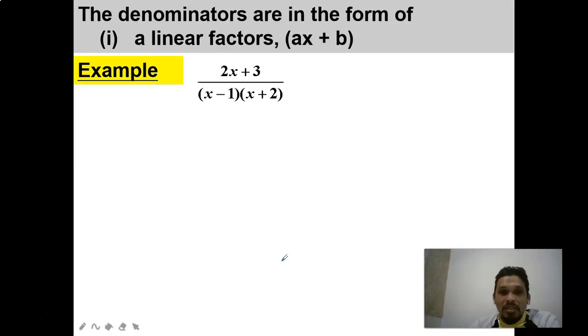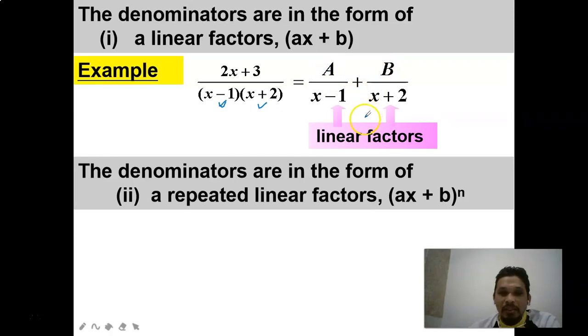Denominators in the form of linear factors. You can see here the denominators are in the form of linear factors, x minus 1 and also x plus 2. So we separate this and put in the numerators, which we call A and also B. Linear factors.